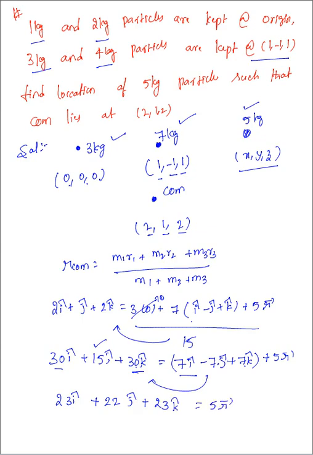Therefore the r vector can be written as 23 i cap plus 22 j cap plus 23 k cap, divided by 5. So we got these coordinates: x coordinate 23 by 5, y coordinate 22 by 5, z coordinate 23 by 5. These are the coordinates which we needed to calculate. This is a very standard question, we have to understand it very well.